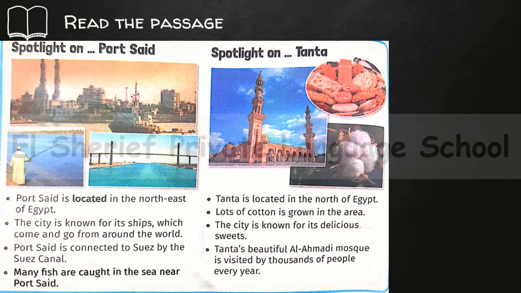Now let's read this passage about Port Said and Tanta. Port Said is located in the northeast of Egypt. The city is known for its ships, which come and go from around the world. Port Said is connected to Suez by Suez Canal, and many fish are caught in the sea near Port Said. I want here to focus on the word fish. And as you can see, I have many fish are.